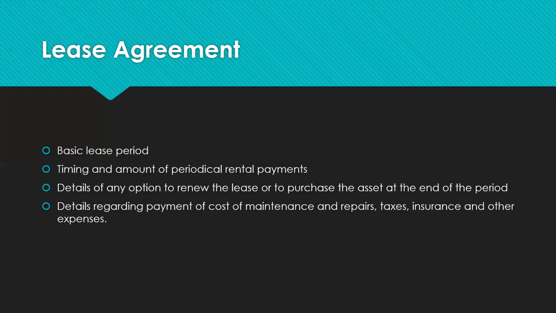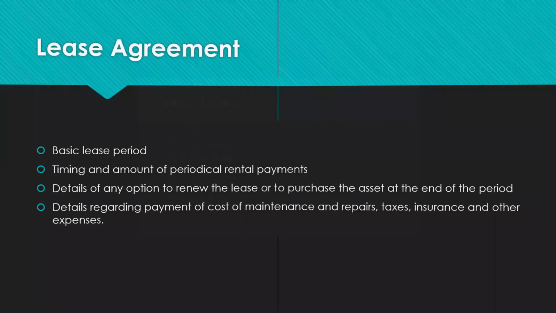The details regarding payment of cost of maintenance, repairs, tax, insurance, other expenses. See, when you purchase an asset, there are other related expenses that come along with the asset. Who is going to pay for the maintenance of the asset? Who is going to pay taxes? Who is going to pay insurance? If there is any repair work that is required, then who's going to pay for the repair works? Sometimes the expenses are borne by the lessor, sometimes it is borne by the lessee, depending upon the type of lease. So that should be mentioned clearly in your lease agreement to avoid future conflicts. So lease agreement contains all the details of the lease.